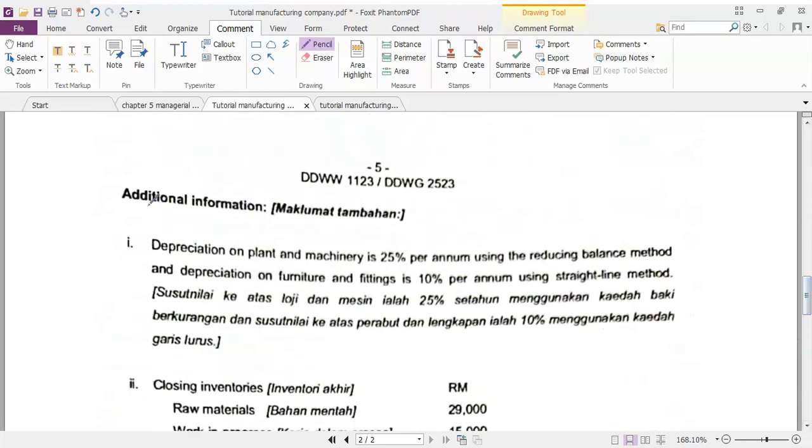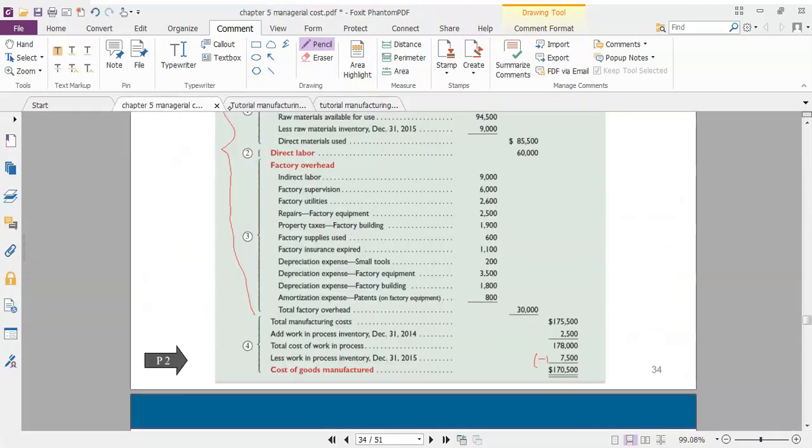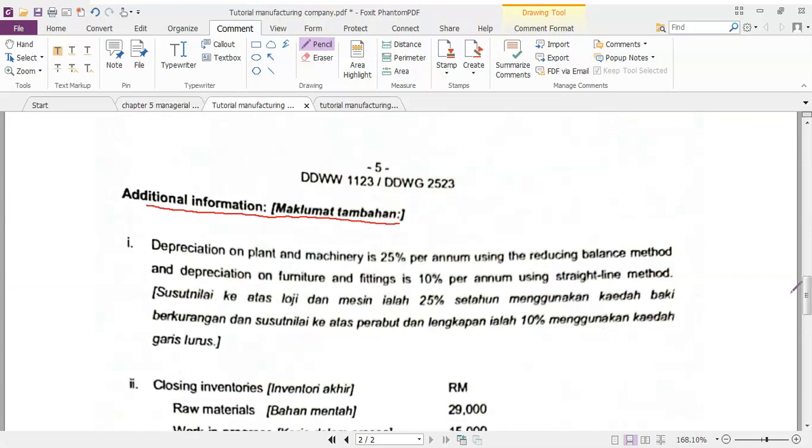Sebelum kita nak buat manufacturing account, kita tengok dulu additional information. Okay, this is the additional information, maklumat tambahan, yang kita kena calculate dulu sebelum kita nak masukkan dalam manufacturing account. Okay, so kita buka dulu sikit dia punya format.